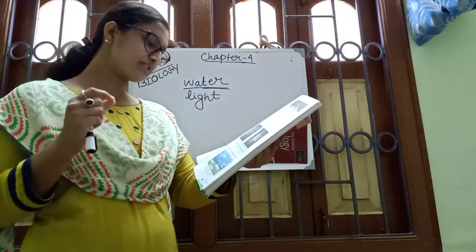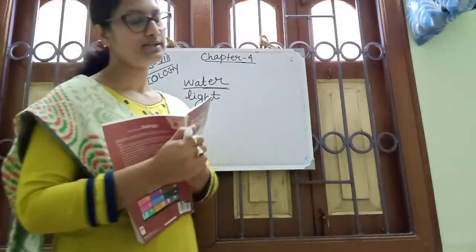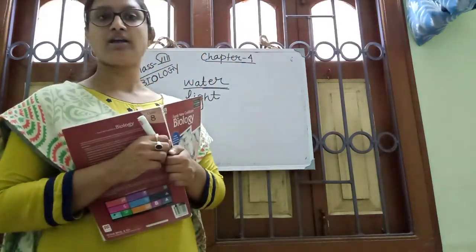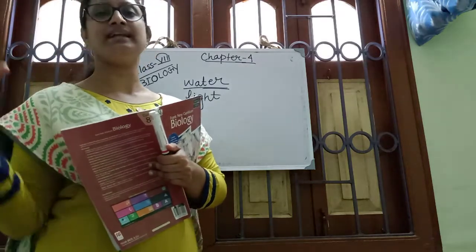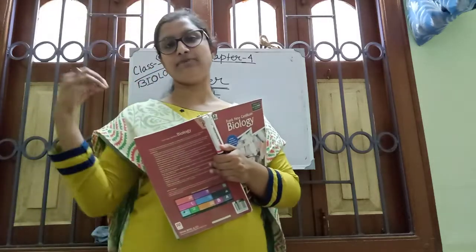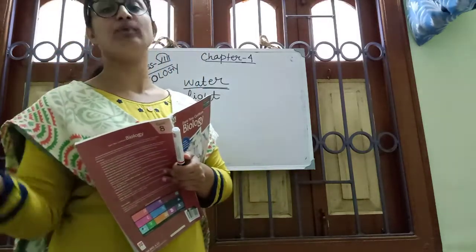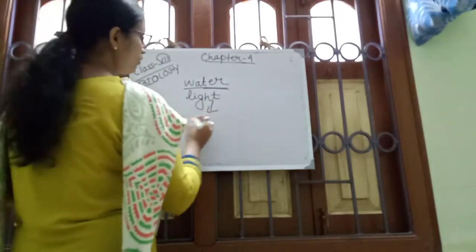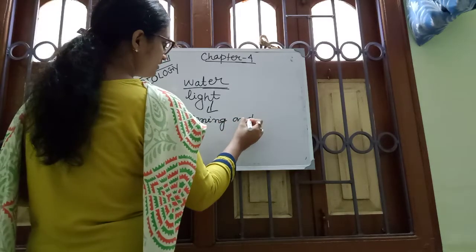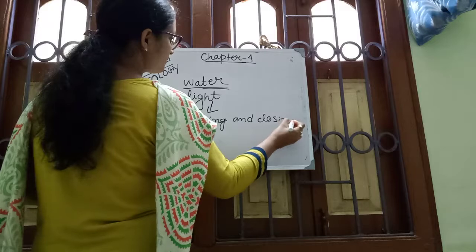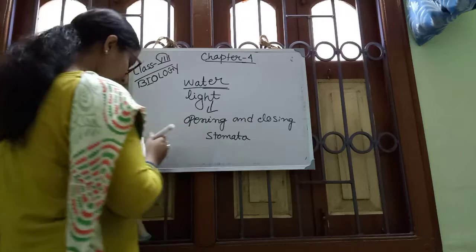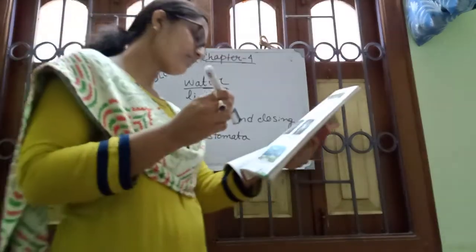Light also influences the opening and closing of stomata. This point is very important. Stomata are minute openings present in the leaves that help in the transpiration process. Light influences the opening and closing of stomata.